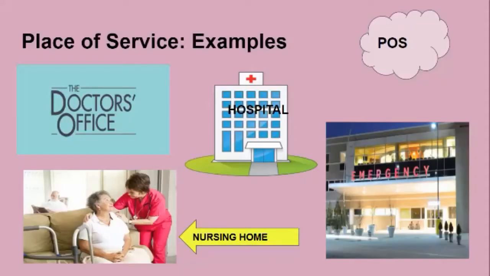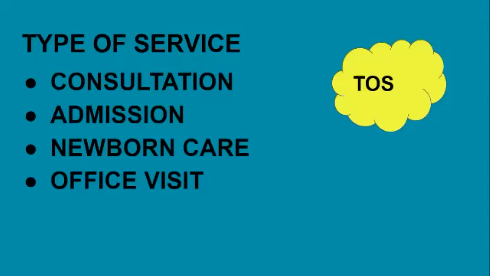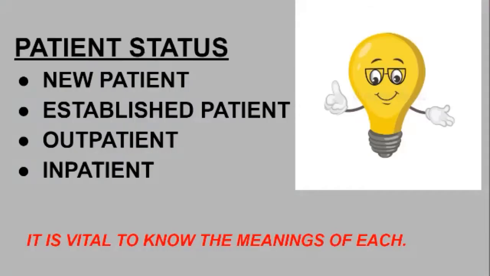So what are places of service? Well, here's some examples. The doctor's office, the hospital can be inpatient, outpatient, observation patient. We have nursing homes, and we have the emergency room department. These are just a few of places of service that can be found in our E&M section of our CPT. Then we have types of service. We have consultations, admissions, newborn care, and office visits. Again, these are just some examples of types of service.